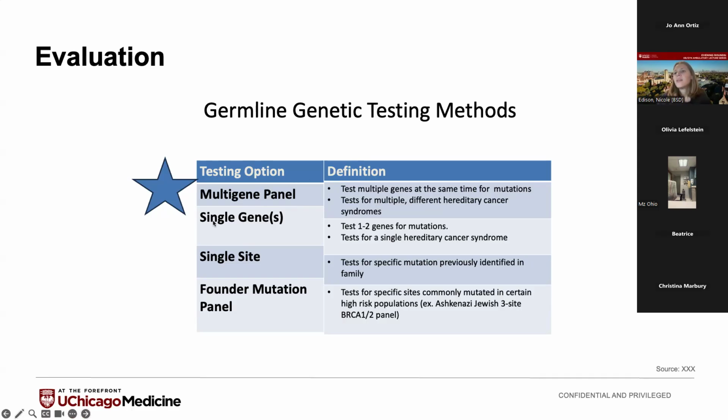Sometimes someone will come in saying, I know my mom has this mutation and I only want to test that gene or that specific mutation, and we can do that. But sometimes we worry that we may be missing something. And then there used to be, and you can still use them, but they're a little bit less common, founder mutation panels. So, for example, if you were Ashkenazi Jewish, then we would only test you for the mutations most associated with the Ashkenazi Jewish population.